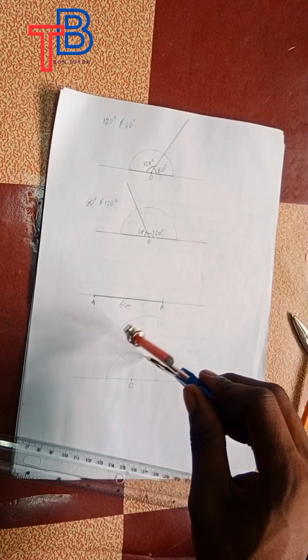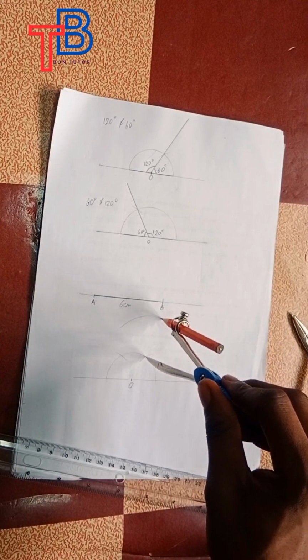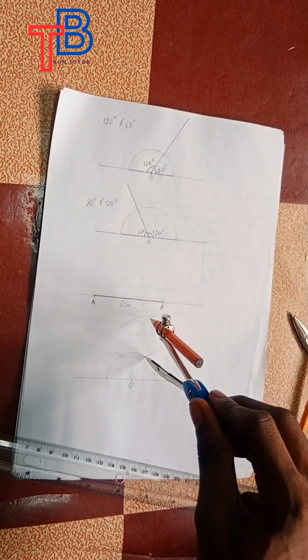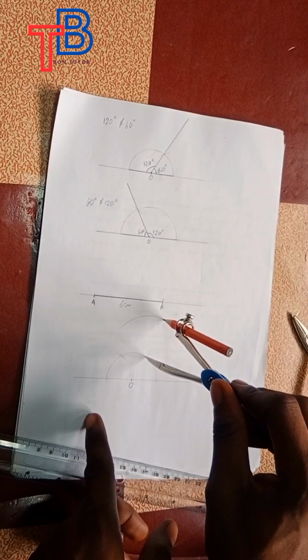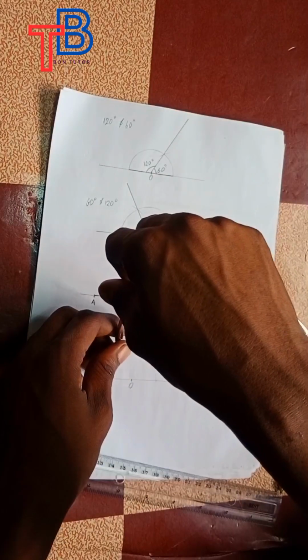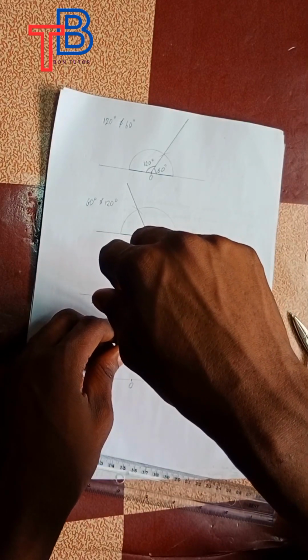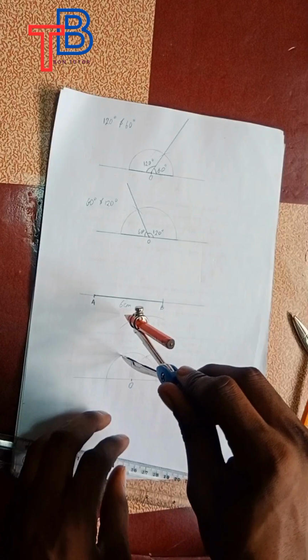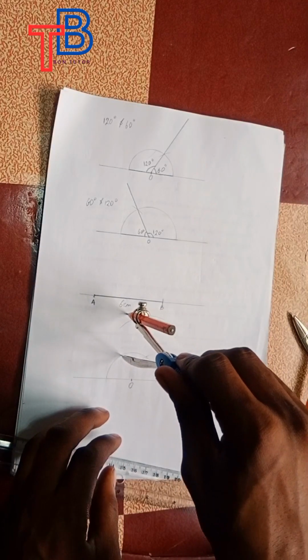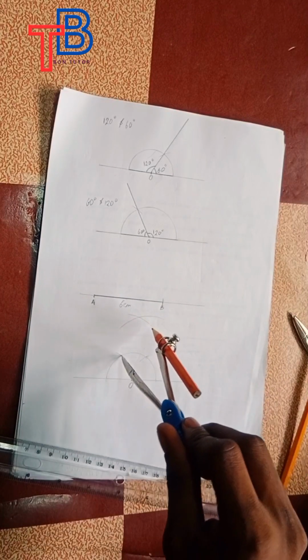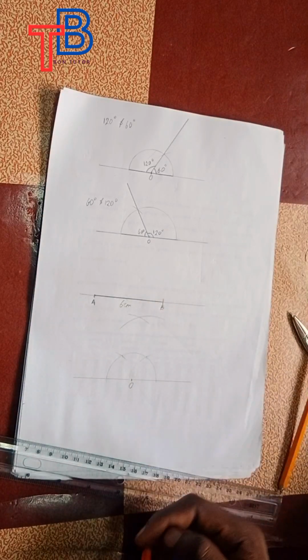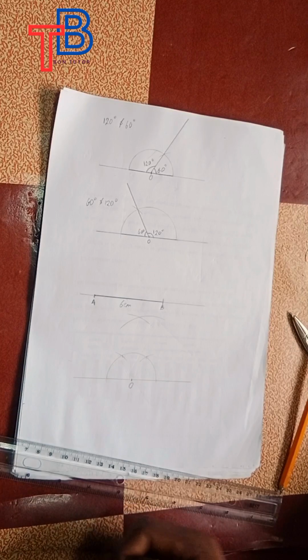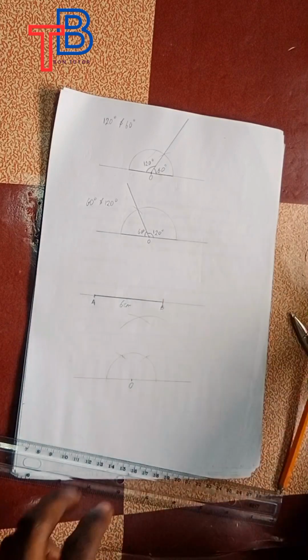Are you following me now? Using the same radius, please do not alter your radius. Once you alter that radius, it will be affected. Using the same radius I used to make this first arc, I'm going to stand on this other side also, where the arc cuts the semicircle, and make another arc to cross the other arc. You can see now that I have 2 arcs crossing each other, making an X shape.